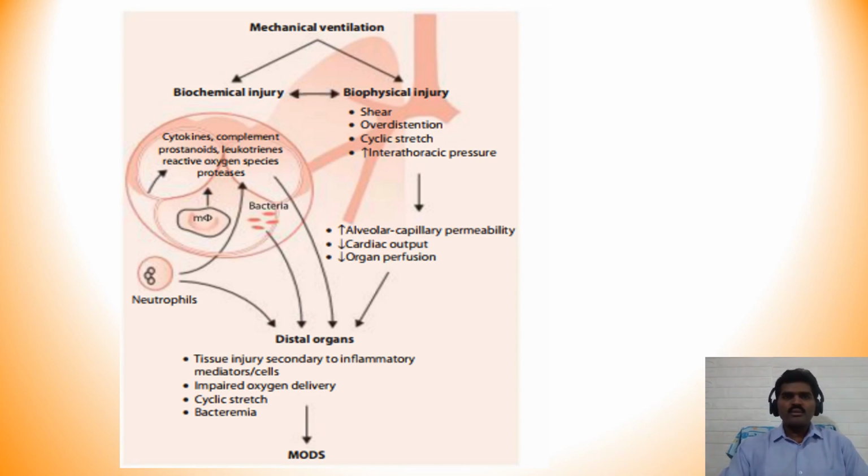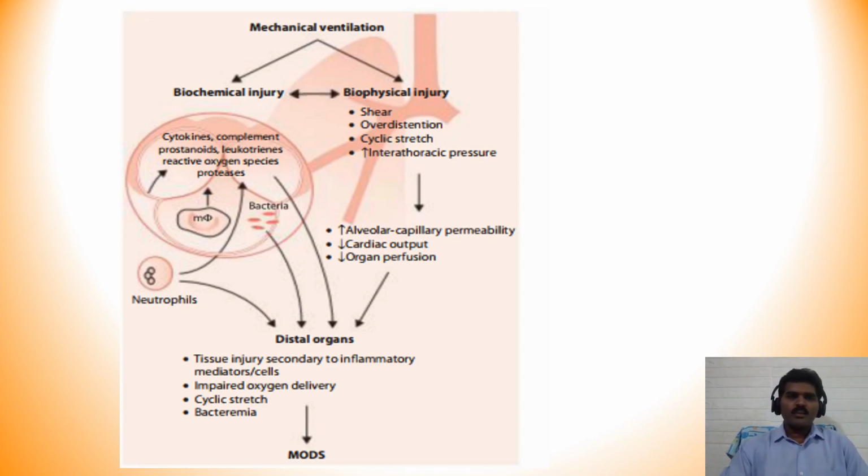So whenever you are mechanically ventilating a patient, there is both biomechanical injury and biophysical injury. Biophysical injury and biomechanical injury are both related to each other. The biophysical injury, shear forces, over-distension of the alveoli, cyclical stretch, that is opening and closing repeatedly, and increased intrathoracic pressure, all will lead to increased alveolar capillary permeability, decreased cardiac output, and decreased organ perfusion.